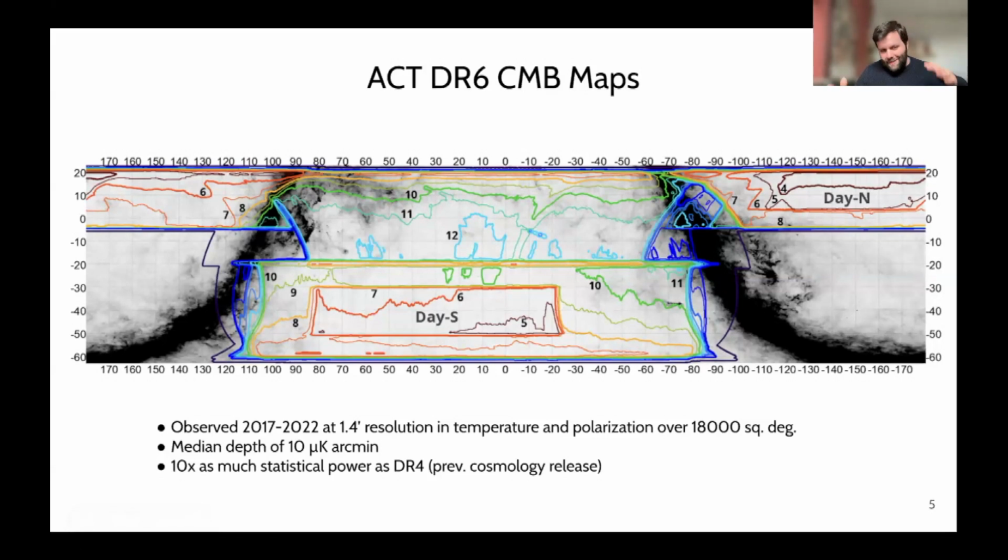So in short, it has 10 times more statistical power than the previous ACT cosmology data release, which is a big step forward for ACT. And this is great for lensing.